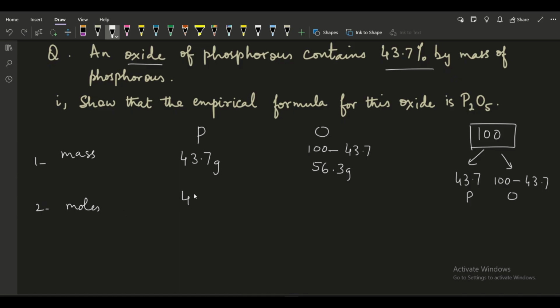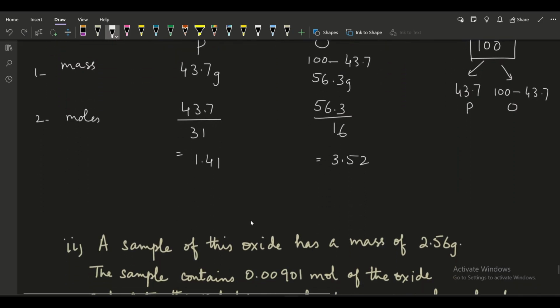Then the next step, you have to calculate moles. For moles you will divide the mass in gram by the atomic mass. Atomic mass of phosphorus is 31 and for oxygen it is 16. So it would be 56 divided by 16. Calculate it and you will get the answer 1.41 over here, and for this it would be 3.52.